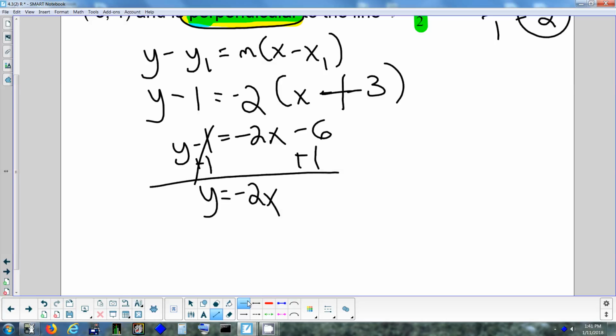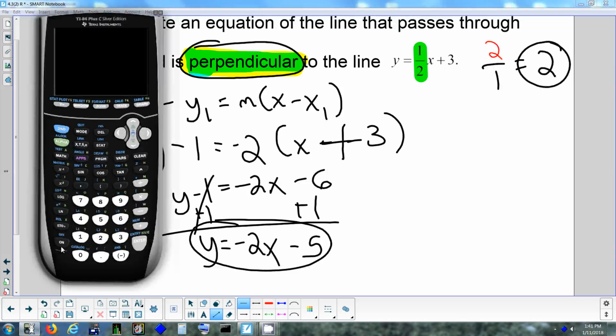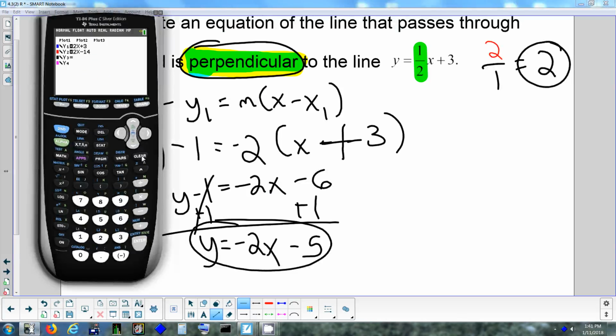-6 and a +1. Mallory? -7. No. So, Savannah? -5. -5, right? Matt? Now, Mallory, if this was -1, yes, I'd say -7. Alright? There it is. That's your line that is perpendicular to that line, and it goes through those 2 points. Mr. Hager's going to show you on the calculator. That's the original, right?